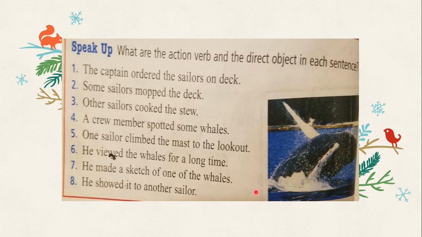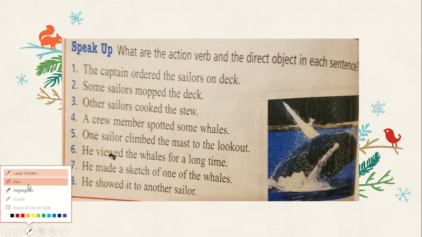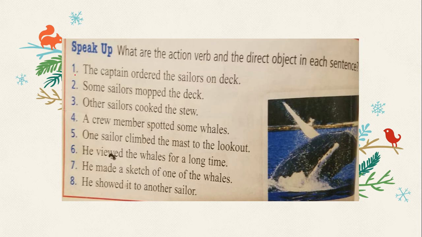Right here, you have to identify the action verb and the direct object in each sentence. So you will need a red pen, please. And we will circle the actions and underline the direct object. The captain ordered the sails on the deck. We know that the action or the verb is ordered. So I want you to circle the verb ordered with red.